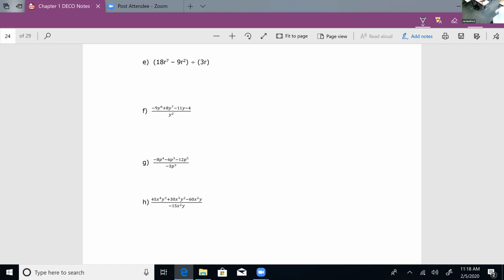And on F, I have how many terms in the numerator? I think I have 4. And each one of them needs to get divided by y squared. So what's going to be my first term? Y to the 6, and I'll divide that by y squared. Okay, then I'm going to put my plus sign, because that's the next sign I see. And then what goes on top?